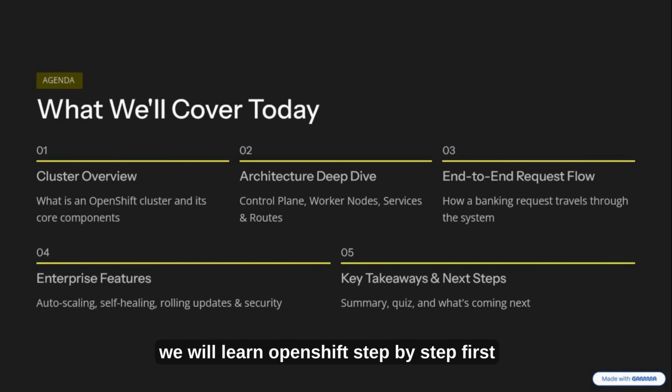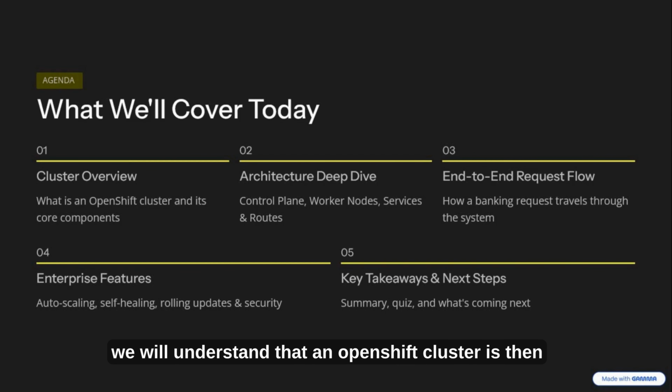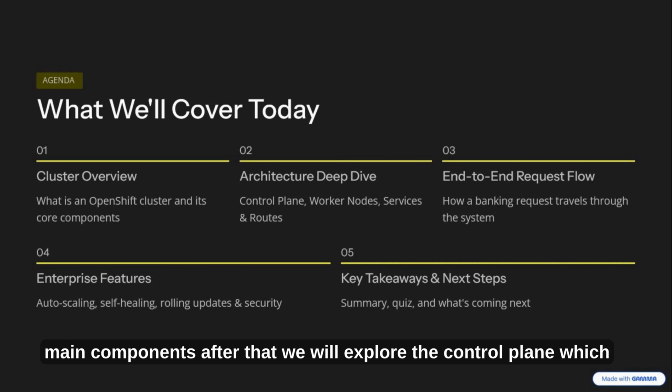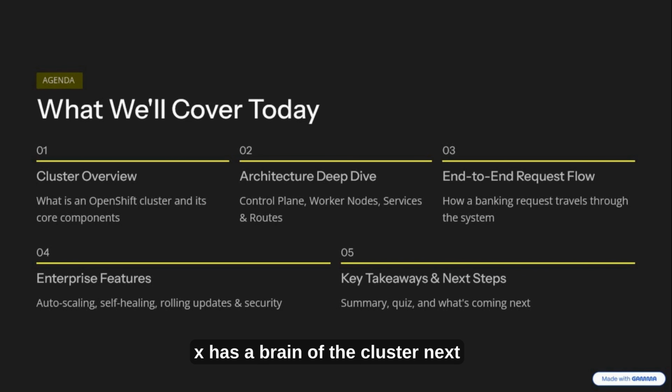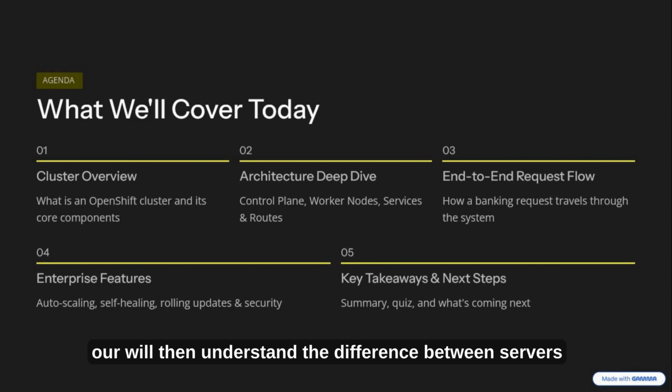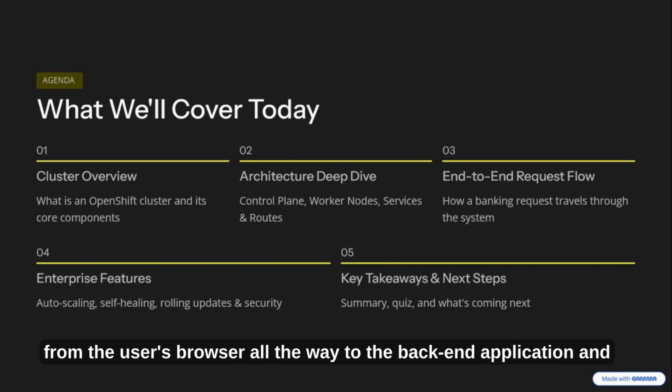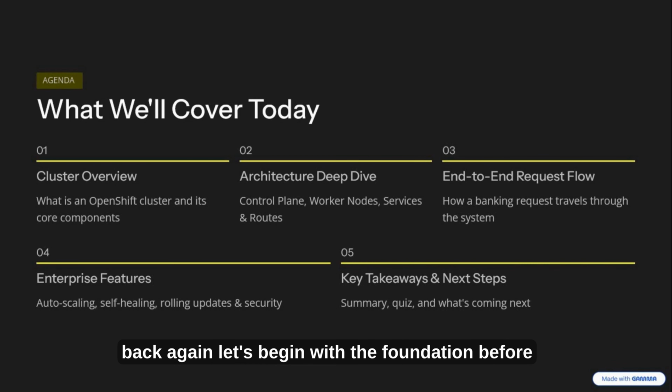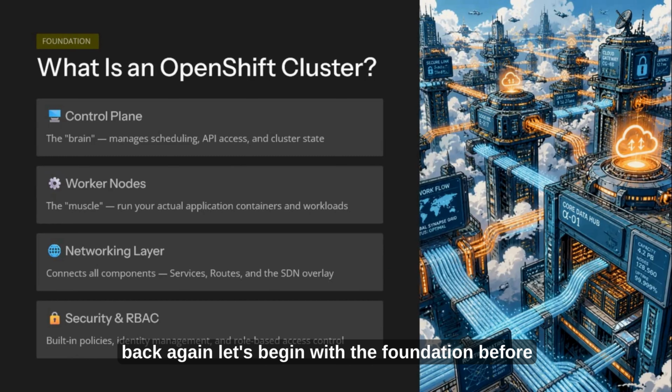Today we will learn OpenShift step by step. First, we will understand what an OpenShift cluster is. Then we will look at the overall architecture and identify its main components. After that, we will explore the control plane, which acts as the brain of the cluster. Next, we will see how worker nodes actually run our application. We will then understand the difference between services and routes. Finally, we will follow a real banking request from the user's browser all the way to the backend application and back again. Let's begin with the foundation.